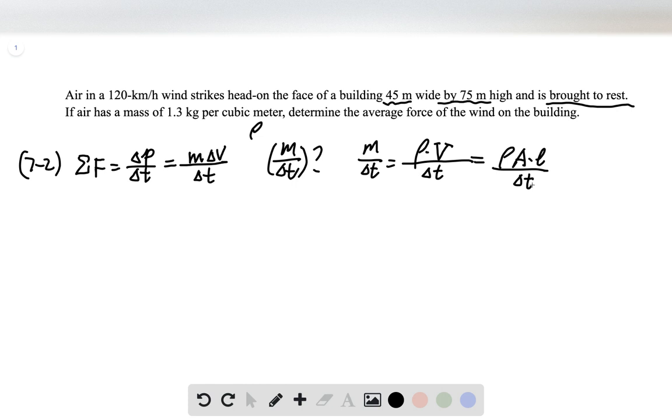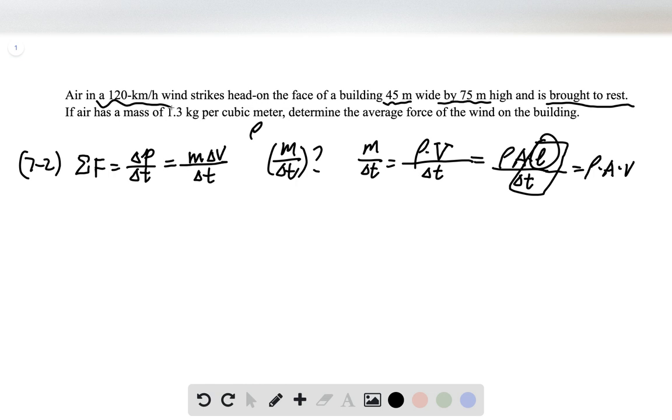So what is this? This is how much distance this air has to go through in a certain amount of time in order to have a certain volume. So in other words, this is a distance that is traveled by the air in a certain amount of time. So when we put L and the delta t in the denominator together, this becomes rho times A times V. And V is the speed of air. It's the same as this 120 kilometers per hour.